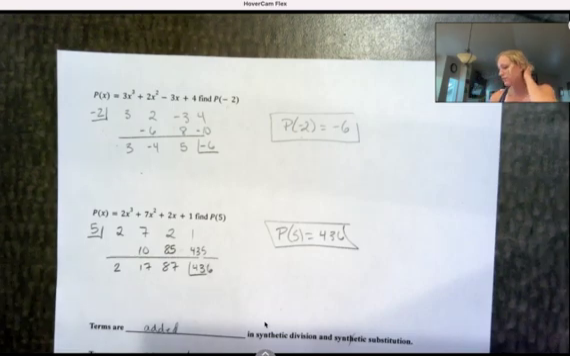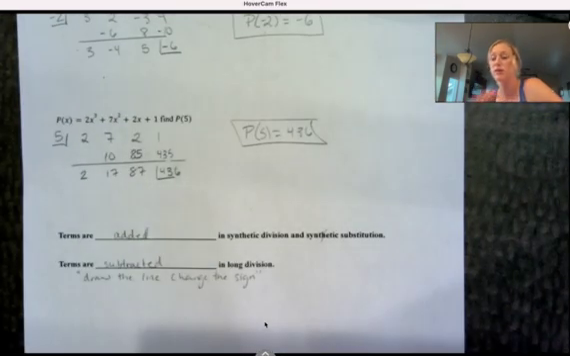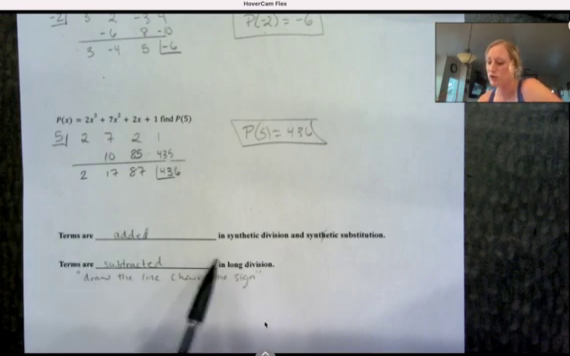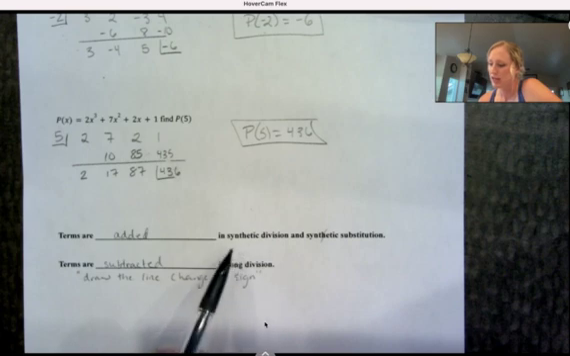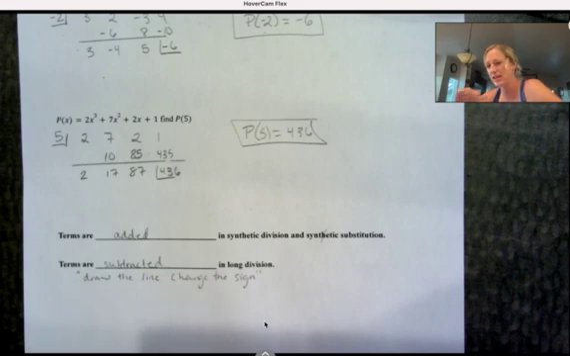Okay, so there are some differences between polynomial long division and synthetic division. Remember, in synthetic division and in substitution, terms are added. In long division, terms are subtracted. That was the piece where we said draw the line, change the sign. Subtraction, that sign is distributed through, changing all the signs.